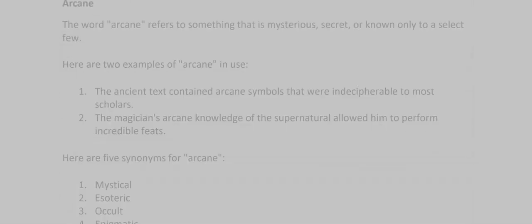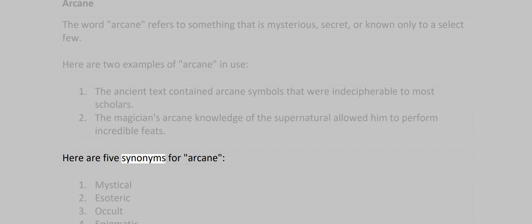Arcane. The word arcane refers to something that is mysterious, secret, or known only to a select few. Here are 2 examples of arcane in use. 1. The ancient text contained arcane symbols that were indecipherable to most scholars. 2. The magician's arcane knowledge of the supernatural allowed him to perform incredible feats.